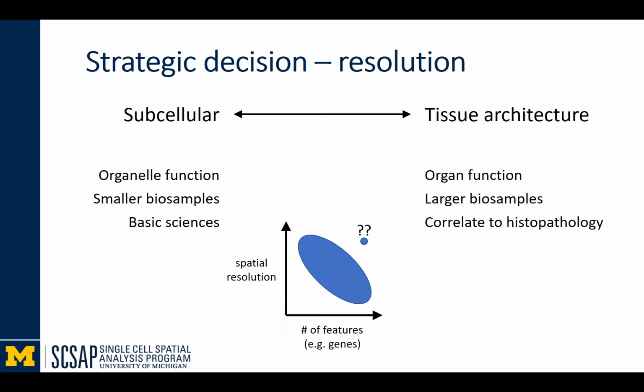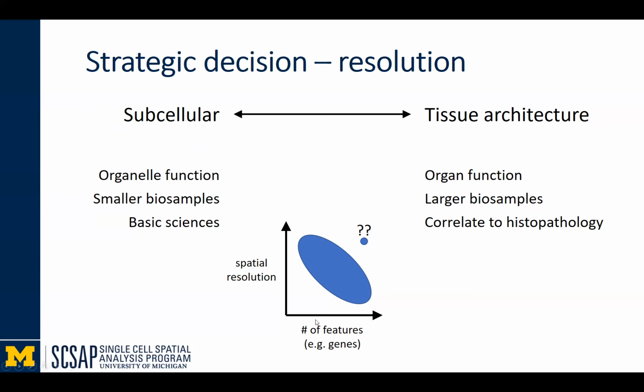The last strategic decision I'll start out with here is to emphasize resolution, which is a big one, because we have tissues here on the right where you're really going to be interested in things at the organ level of function, and therefore talking about larger biosamples. Whereas on the left side, we are also very interested in seeing spatial techniques applied at higher resolution, so that we're going to look at basic science studies of organelle function, for example. These are inherently going to be smaller samples simply due to the prohibitive cost of extending that level of resolution to really large samples.